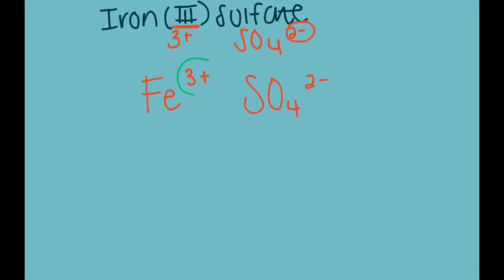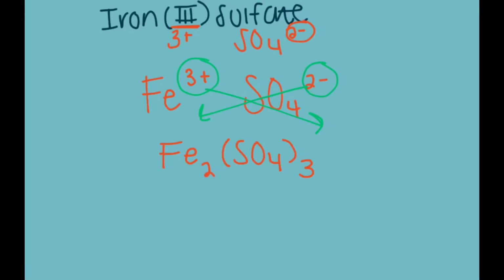We have to recognize that these are the charges that will have to be crisscrossed to give us Fe2, and in parentheses SO4 3. We will use the parentheses in order to recognize this as our polyatomic and this as our other subscript, and to also recognize that there are 3 sulfurs and 12 oxygens.